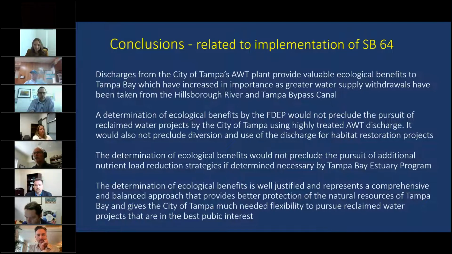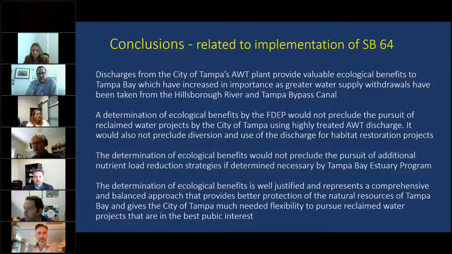Also, I think the third bullet is very important with regard to the NEP Tampa Estuary Program. The determination of ecological benefits would not preclude the pursuit of additional nutrient load reduction strategies if determined necessary by the Tampa Estuary Program. In addition to diverting the AWT water for suitable reclaimed water projects, there are other processes and measures that could be applied to reduce the City of Tampa's nutrient load to the bay if that were determined to be necessary.